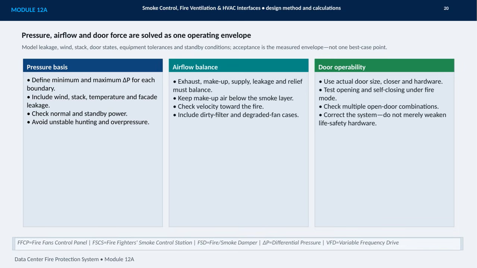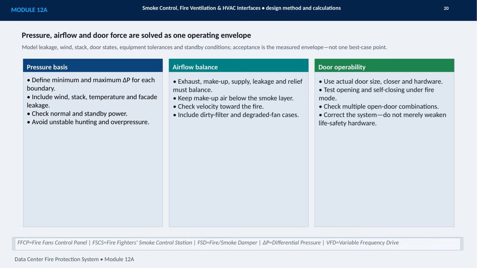Next, balance the full airflow path. Exhaust, makeup air, supply air, leakage, and relief all interact. Makeup air should remain below the smoke layer, with velocity checked in the direction of the fire. Dirty filters and degraded fans must be included, because those conditions can change the result significantly.